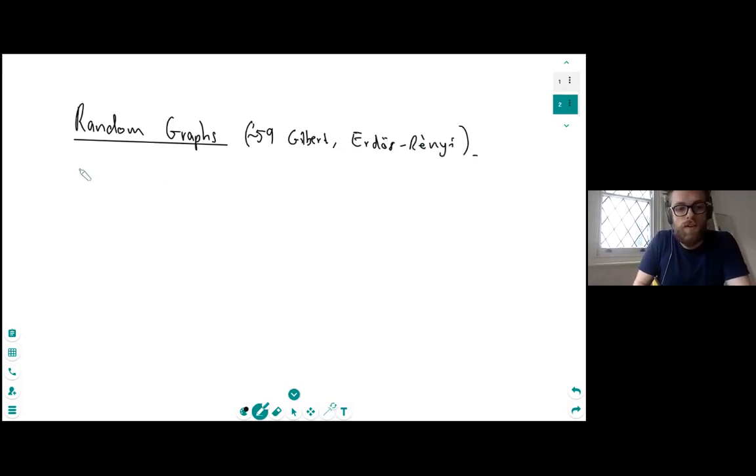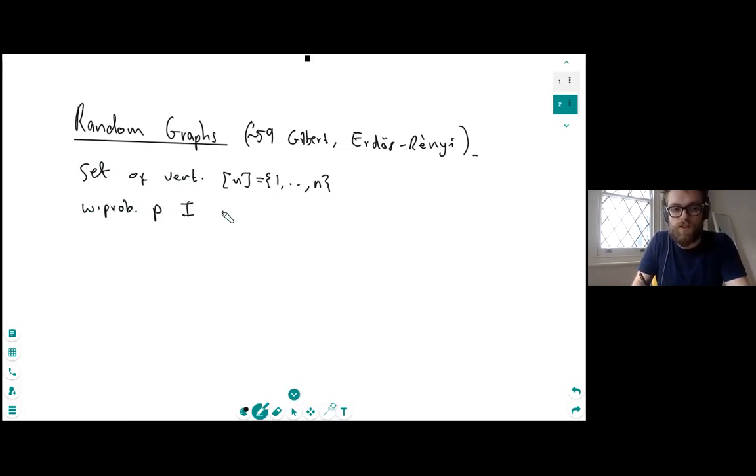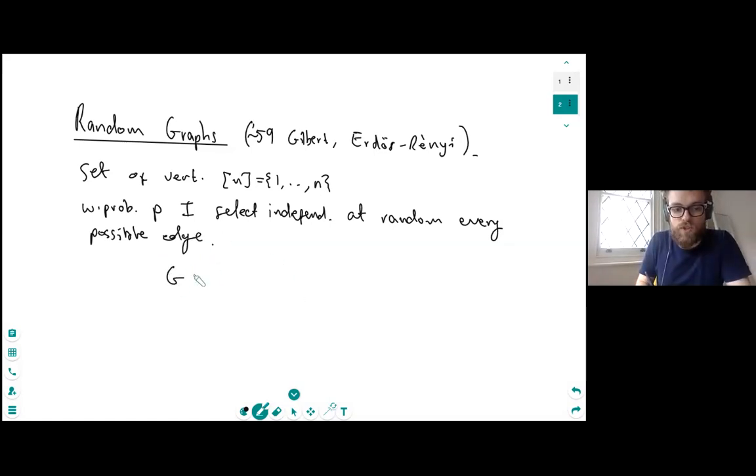So what are they? I have a set of vertices, and for me, it's going to be the set 1 to n. And then with probability p, I select independently at random every possible edge. Okay, so we have G in G(n,p), a random graph.